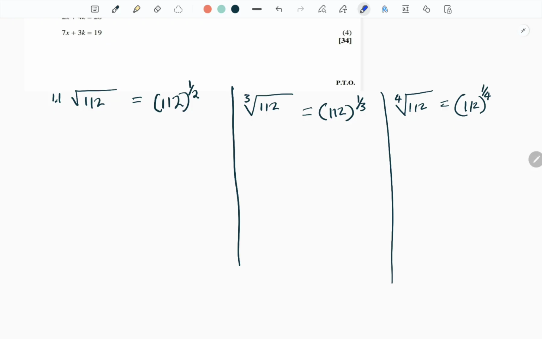Okay, so now to eliminate the square root function, we need to know how to apply it. So we can eliminate it by using the exponent that represents the root, right? For a square root, 1 over 2, for a cube root, 1 over 3. All right.